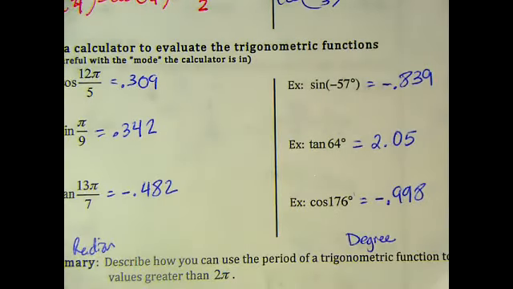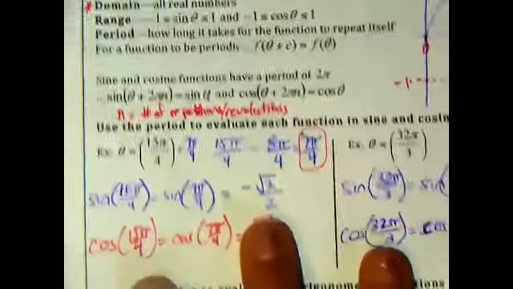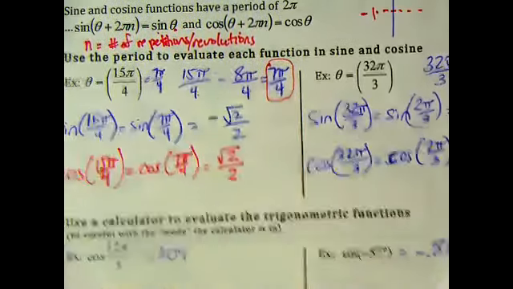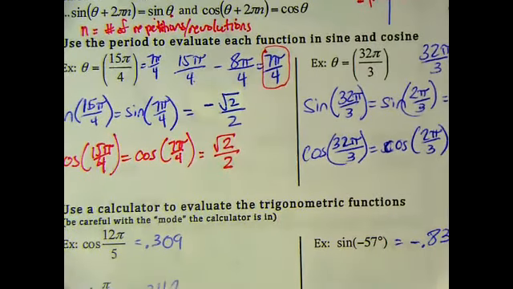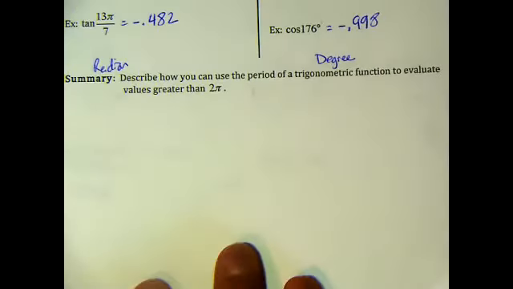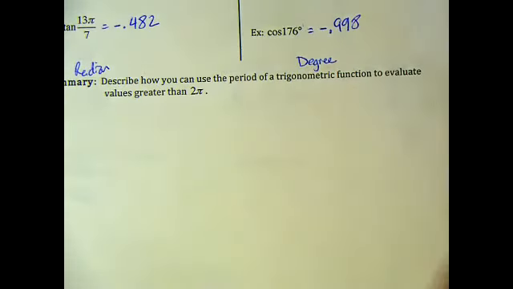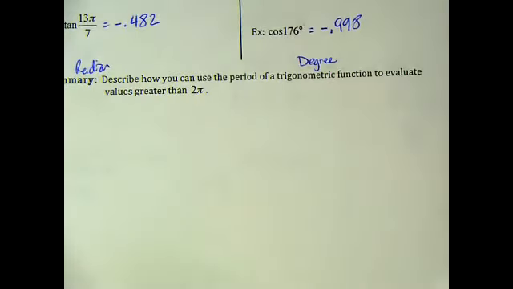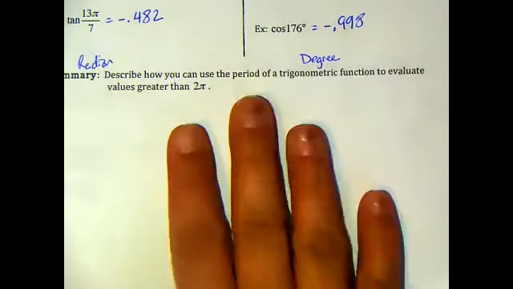So pretty straightforward, guys. It is really pretty straightforward. Just remember the whole period situation for evaluating angles that are greater than 2 pi. Okay, so let's do our summary real quick. Do yourself a favor and do our summary. Describe how you can use the period of a trigonometric function to evaluate values greater than 2 pi. You can give me a one sentence, two sentence answer there.